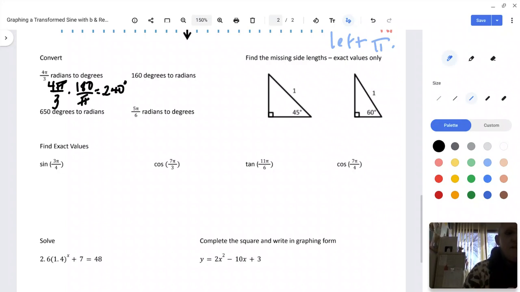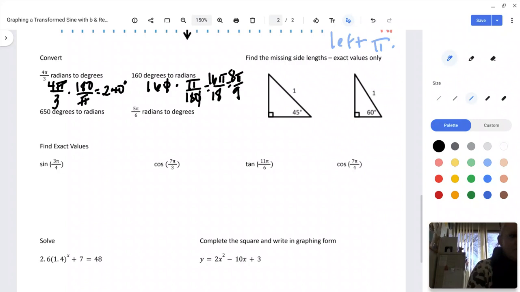Okay. This next one, 160 to radians. So 160 times pi over 180. Again, the zeros cancel. So then this would be 16 pi over 18. But then I can reduce that to 8 pi over 9.